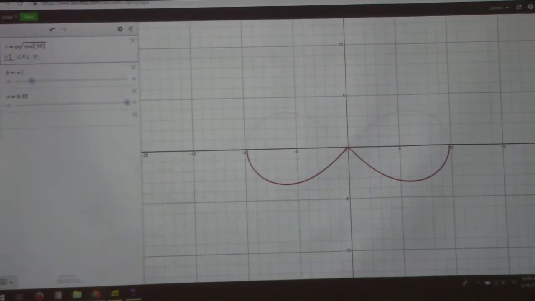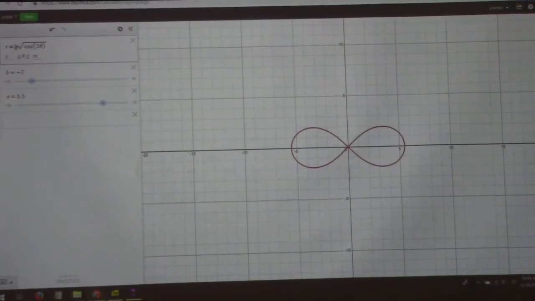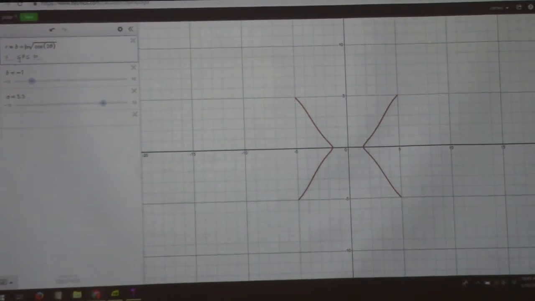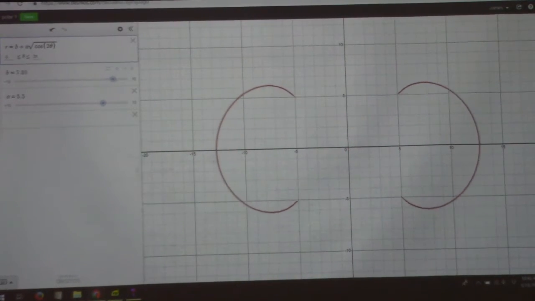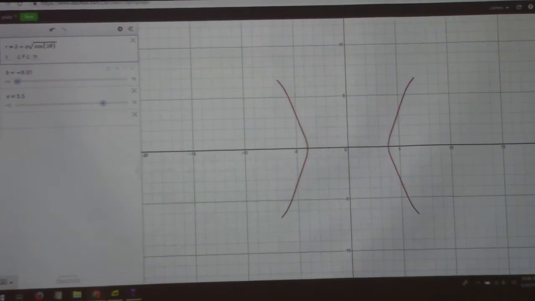What happens if we change a? Well, that makes sense, right? It's just the size of it, essentially. So a just scales it, makes it bigger or smaller. What would happen if we added b to this thing? Look at that. It's like untying or tying, isn't it?